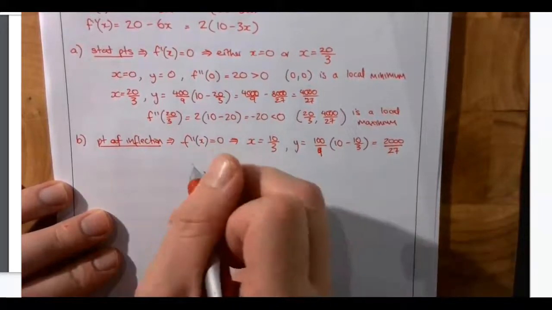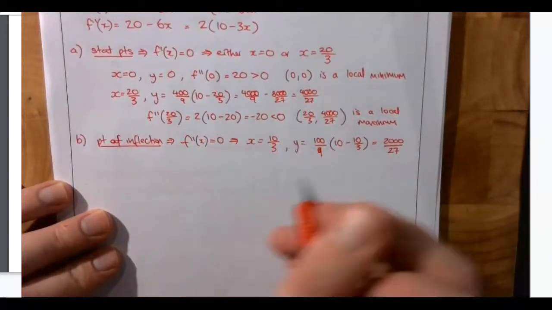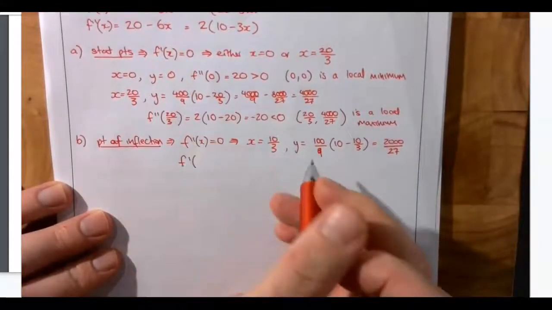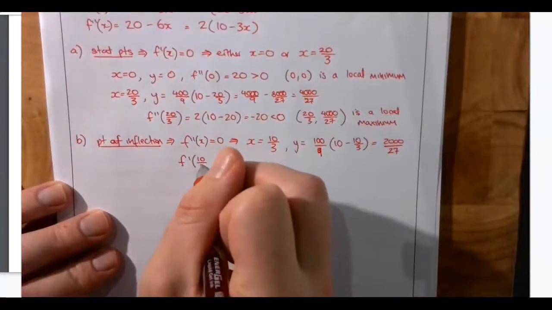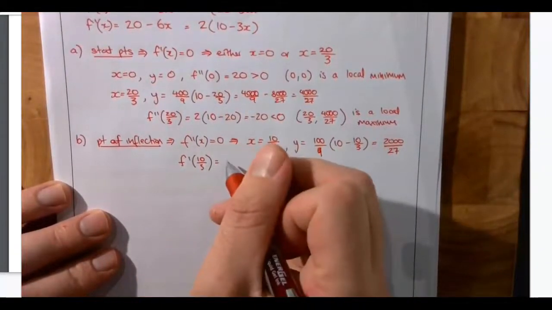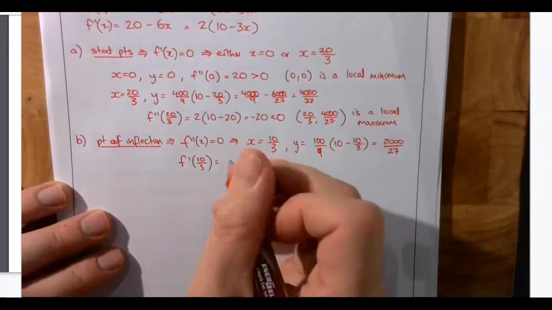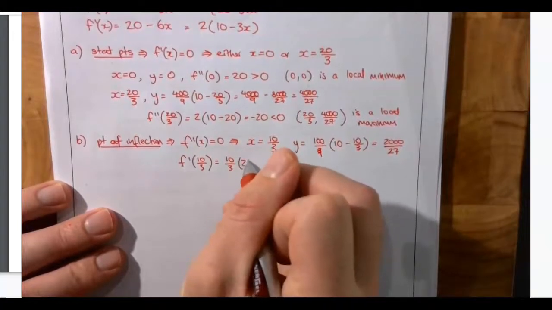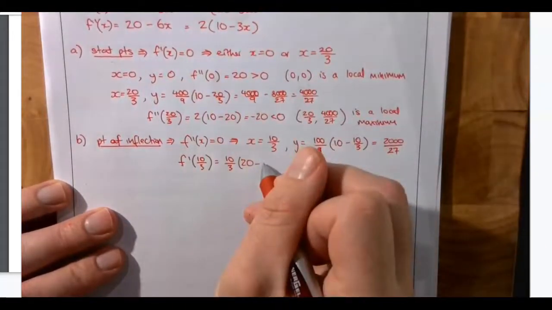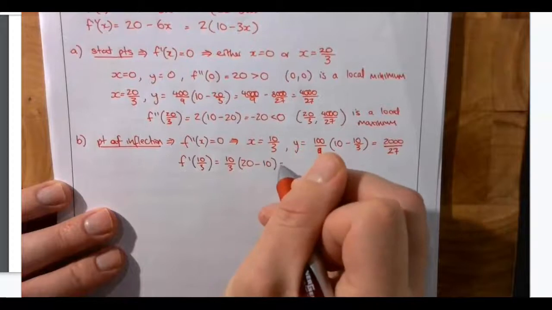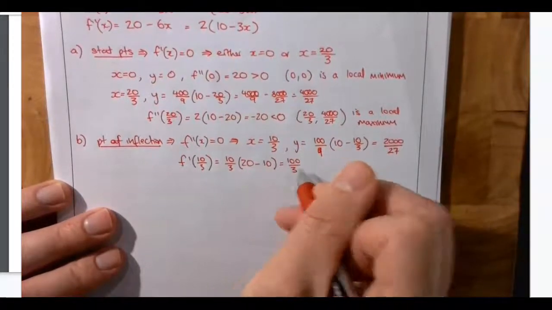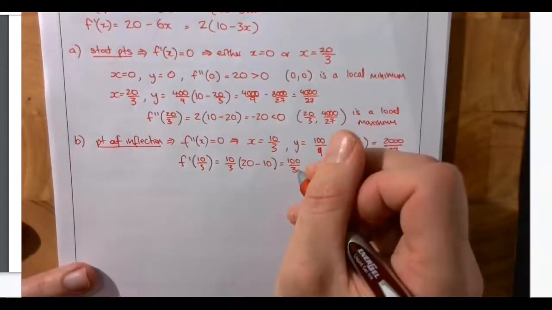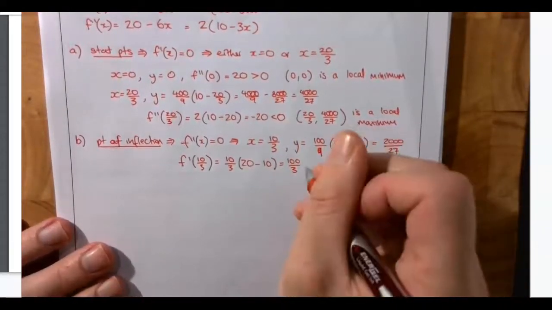So we have the coordinates now, but we want to look at the gradient at that point. So we look at f dash of x coordinate 10 over 3. More simplifying to happen here. So what we've got: 10 over 3 times 20 minus 3 times 10 over 3, which equals 100 over 3. Noticeably a very steep gradient, 33.3 recurring.